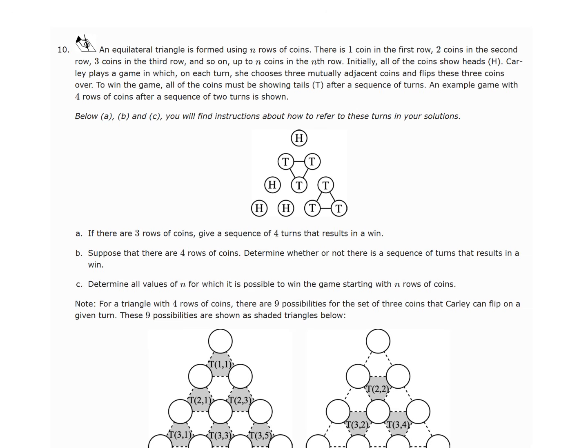An example game with 4 rows of coins after a sequence of 2 turns is shown. Below A, B, and C, you find instructions about how to refer to these turns in your solutions. If there are 3 rows of coins, give a sequence of 4 turns that results in a win.